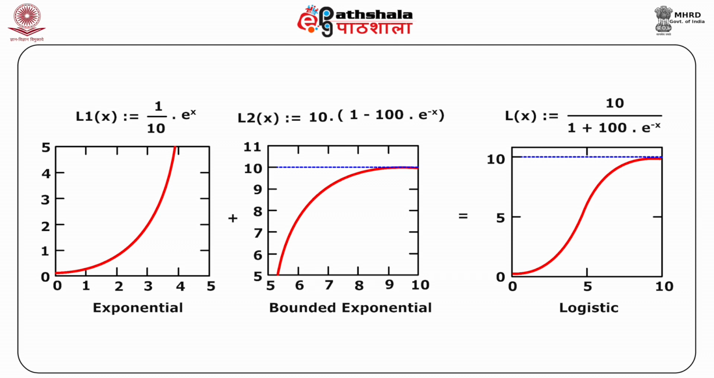Now if we combine the first two curves, the exponential and the bounded exponential, then we have a logistic curve which starts low and starts to rise. After a point of inflection, it starts to rise at a declining rate, and then it tapers off and becomes almost parallel to the x-axis, but asymptotically keeps proceeding along parallel to the x-axis.